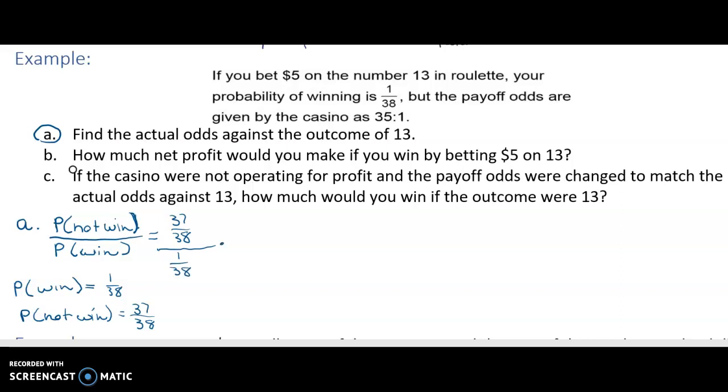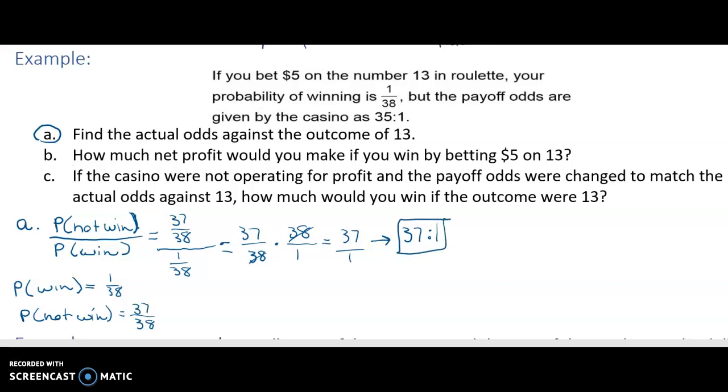Now, when we want to divide fractions, we copy the first, put a multiplication dot, and flip the second. The 38s will divide out, and we get the odds of 37 to 1. We can write that as 37 colon 1 as our actual odds against.